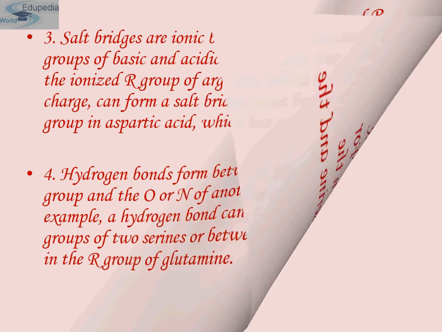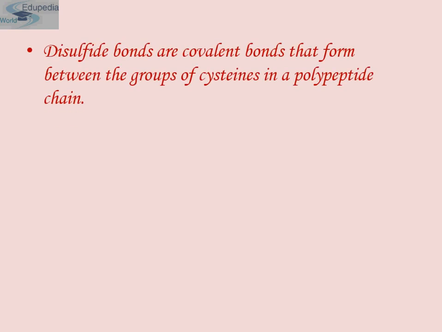And then comes the disulfide linkage or the disulfide bond. They are the covalent bonds that form between the R groups of cysteine in a polypeptide chain. This is the most distinguishing feature of the tertiary structure of protein.